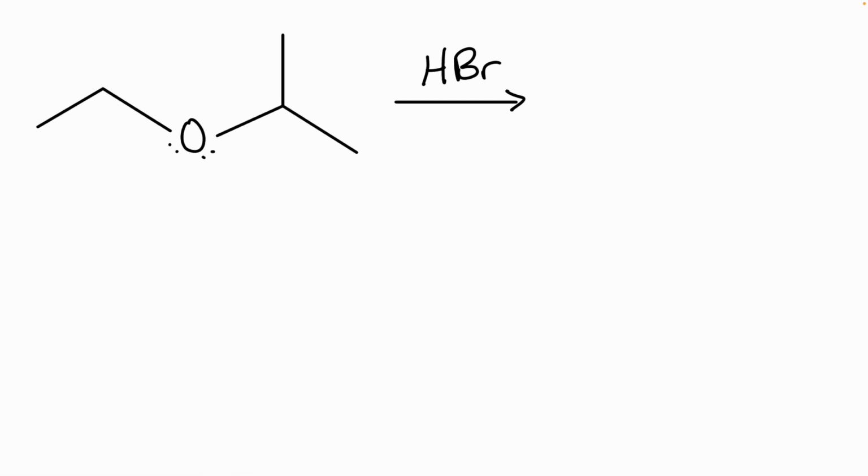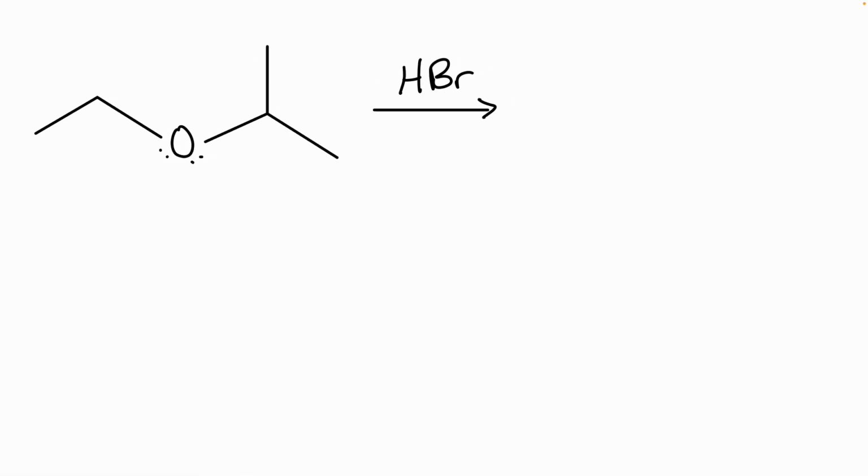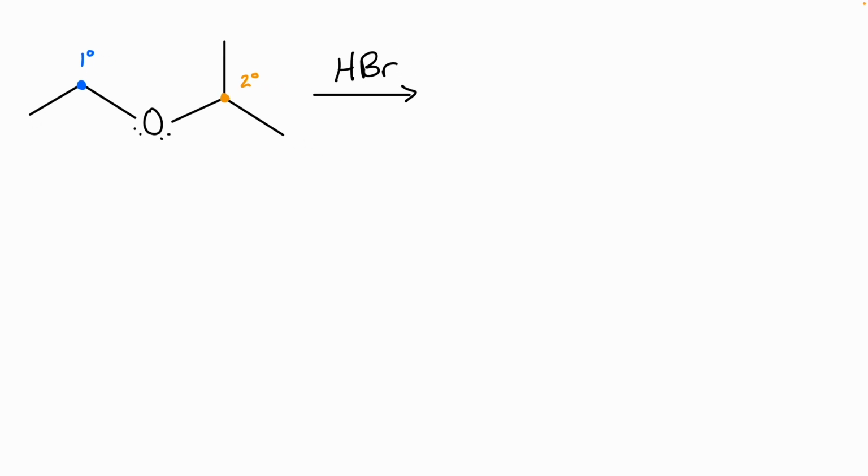All right, so I'm going to look at my ether here, and I'm going to note that my carbon that's bonded to my oxygen on this side is a primary carbon. It's only got one carbon neighbor. On this side, though, it's a secondary carbon. So which one is my halide going to attack? The primary carbon or the secondary carbon? The primary carbon. So that is going to be my halide fragment.